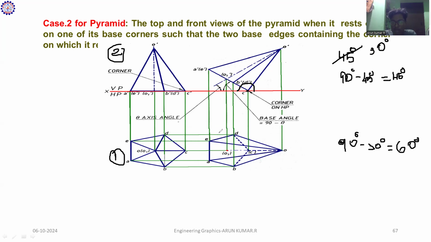Before that, you have to measure the distance between A dash and C dash. What is the line length value you got? For example, it may be around 30 or 35, not a whole value, maybe 32, 33, or 33.5. Whatever value you got, you have to mark it at 60 degrees.